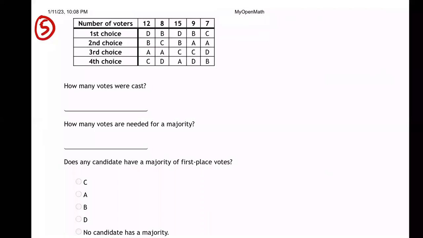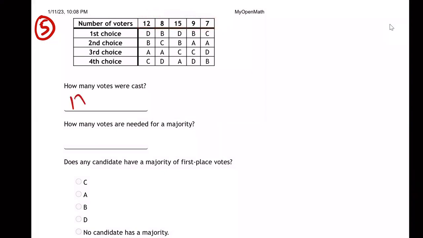Okay, so on this question, they're giving us a schedule again. The first question is how many votes were cast? How are we going to figure that out? The total number of votes that were cast. That's right up here, isn't it? We just got to add those up.